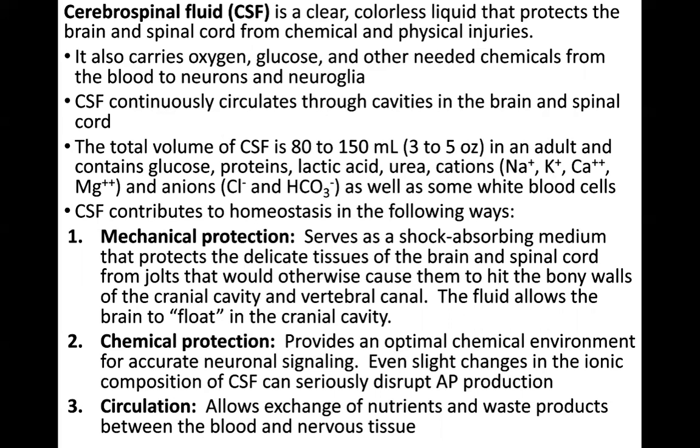Doesn't necessarily involve all the time just a direct blow to the head. Chemical protection: it provides an optimal chemical environment for accurate neuronal signaling. Even slight changes in the ionic composition of cerebrospinal fluid can seriously disrupt AP. Remember, AP is short for action potential production. All that stuff that we talked about on Tuesday with the flow of sodium and potassium in and out of the neuron is super important, obviously, for every action potential. And as that states, cerebrospinal fluid helps keep those numbers of ions correct. And then we circulate nutrients and waste between our blood and nervous tissue.